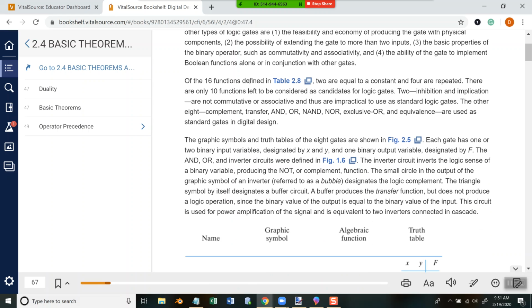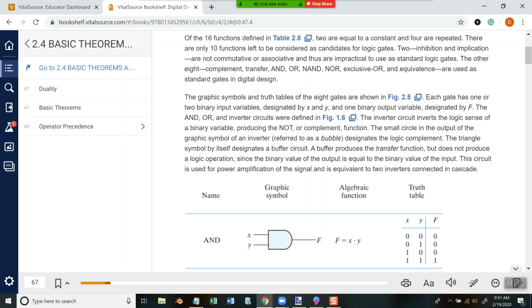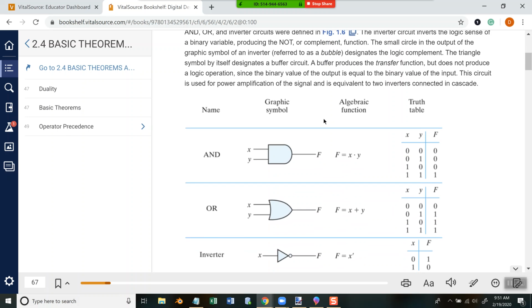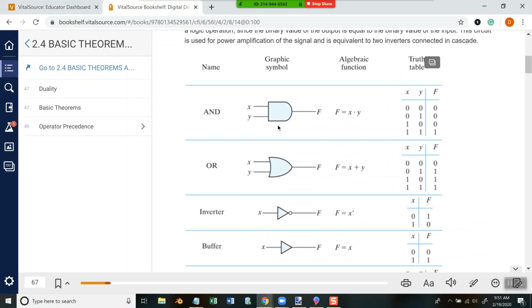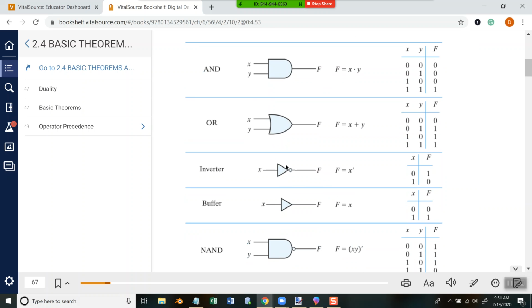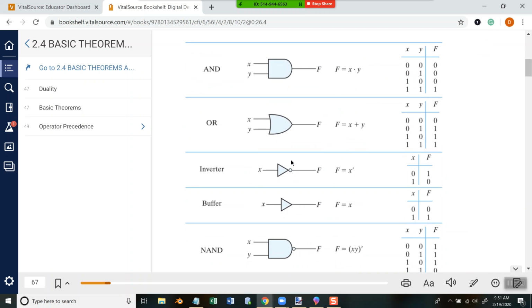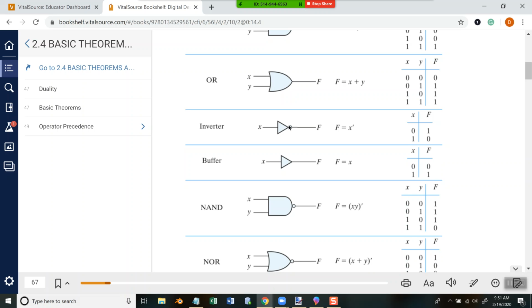Of those 16 we just talked about, 2 are equal to constant and 4 are repeated. There are only 10 functions left to be considered as candidates for logic gates. And they list them there. Down here they show this. So we got our AND gate. We're seeing that. We got our OR gate, excuse me. And we're seeing that. Our inverter, we've seen that.